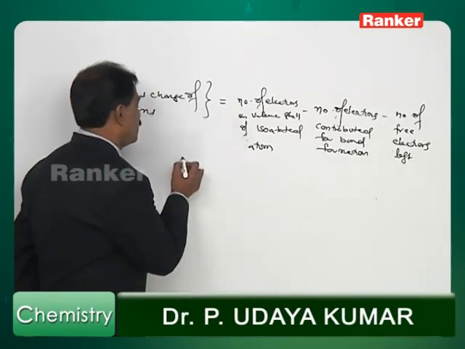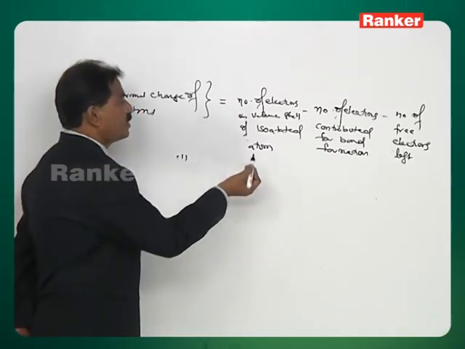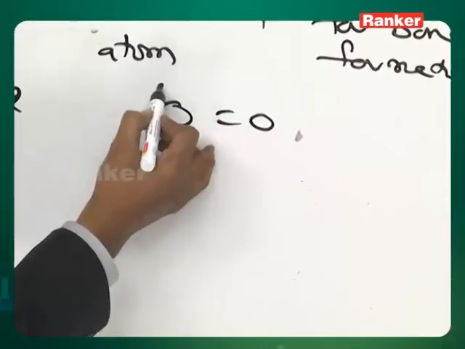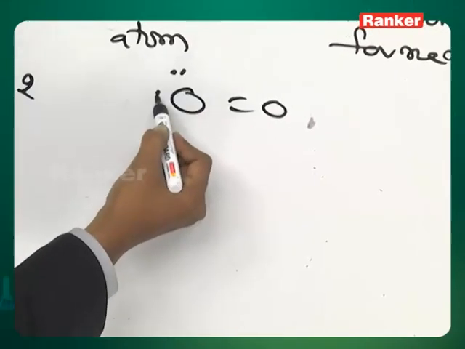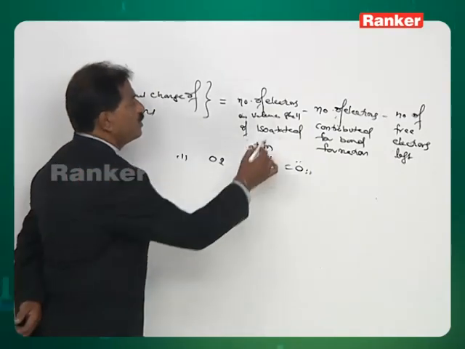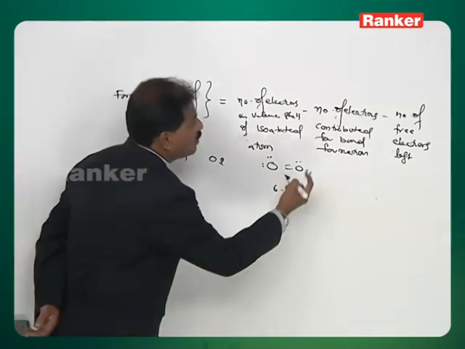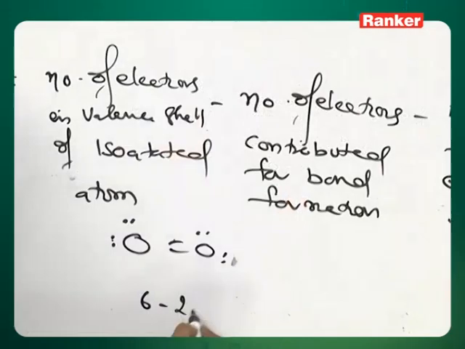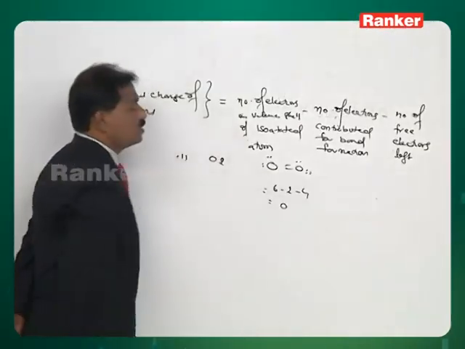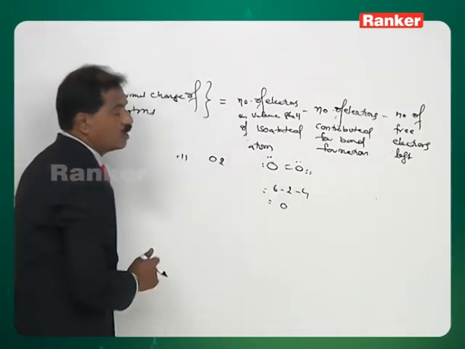Let us say, for example, first let us apply this principle for the calculation of the formal charge of oxygen present in the O2 molecule. So this is the O2 molecule. Here one lone pair, another lone pair. Here one lone pair, here another lone pair. That means at each oxygen 2 lone pairs of electrons are present. Number of electrons in valence shell of the isolated atom is 6. Minus number of electrons contributed for bond formation, 2 electrons. Number of free electrons left, 4. So the charge left over the oxygen is 0. So this is the actual charge carried by each oxygen atom in the O2 molecule.